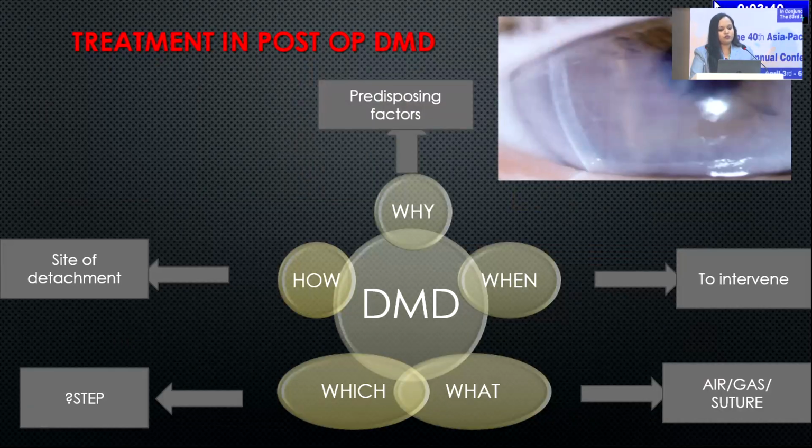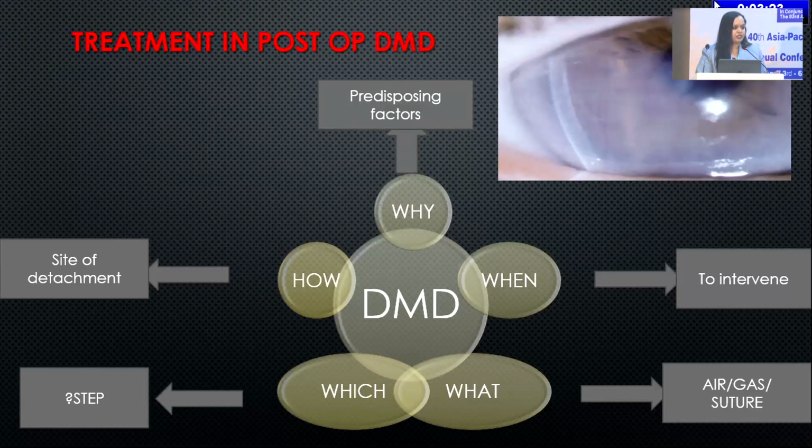So predisposing factors mostly for DMD is age. Patients who have dense arcus are also prone to develop Descemet membrane detachments. If there is a history of DMD in the other eye when operated for cataract, there's more chance that the new fresh eye which you're going to operate again has a chance of DMD.